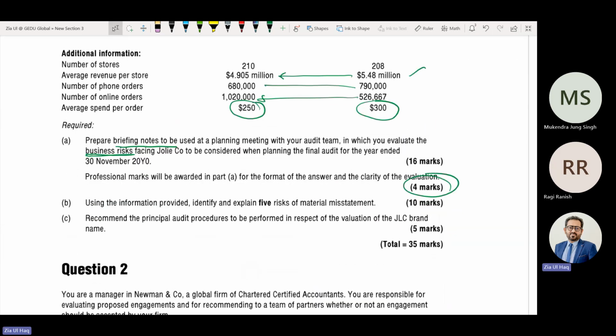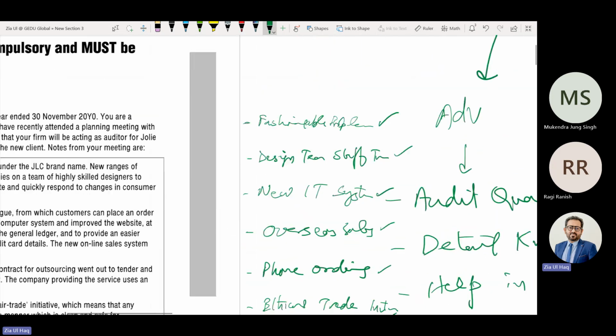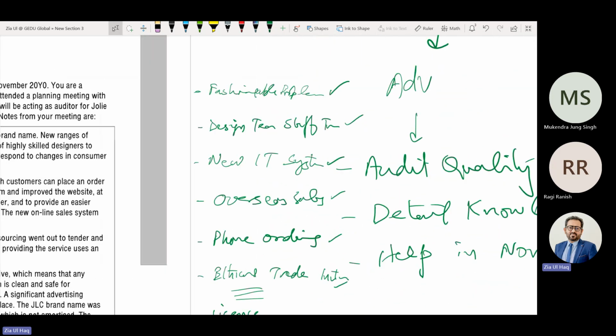Is that part B of the question? Using the information provided, identify and explain 5 risks of material misstatement. Now identify 5 risks of material misstatement. 5, 10 marks. This means relating to accounting standards we need to discuss. First, fashionable inventory will become obsolete. If inventory is not adjusted to the lower of cost and NRV as per IAS 2, inventory could be overstated. Okay, then the company is moving towards overseas sales.